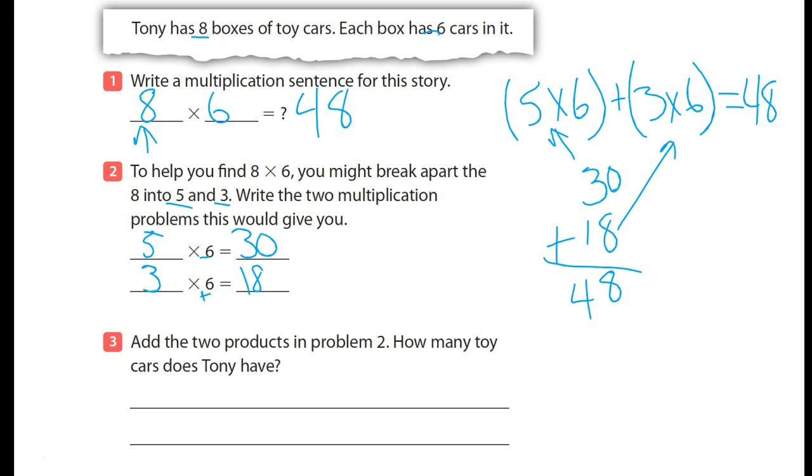And then number 2 says add the 2 products in problem 2. Well, we just did that already, right here. How many toy cars does Tony have? How many does he have altogether? 48. Awesome.